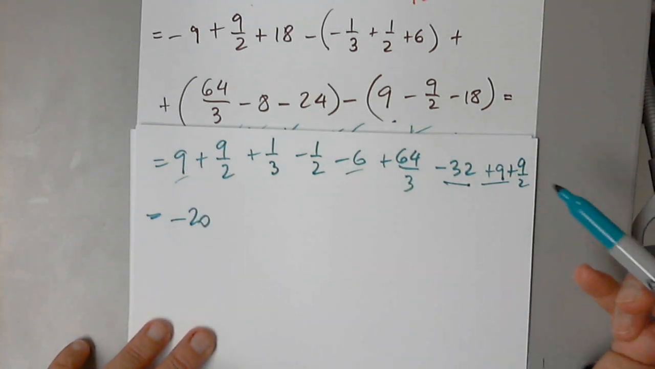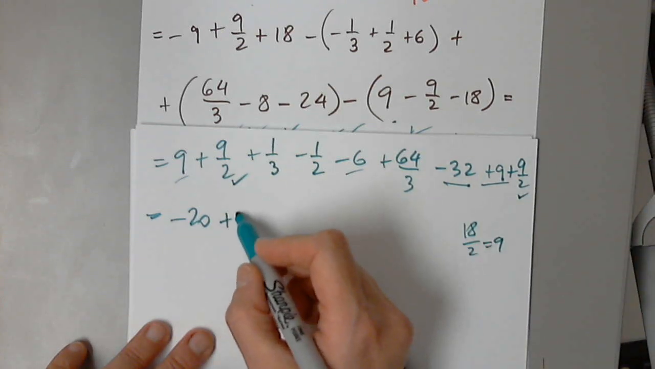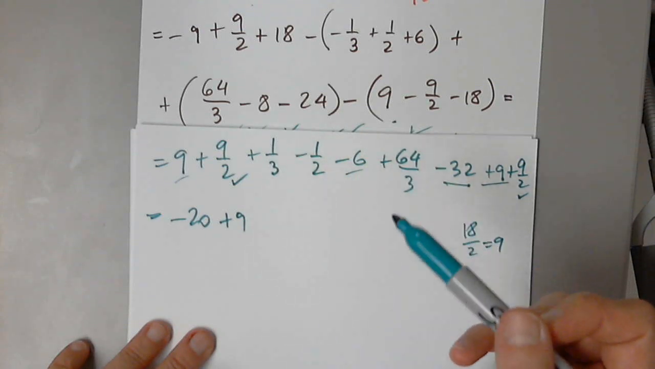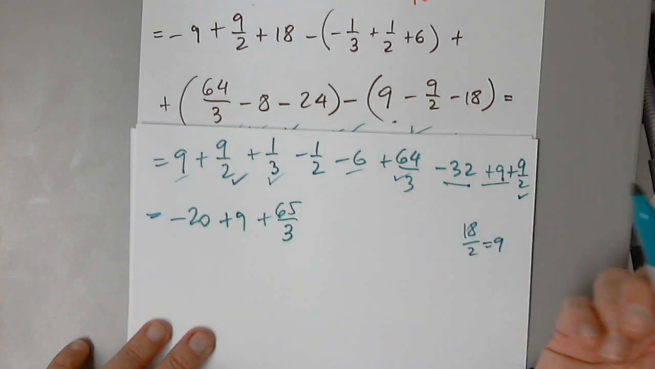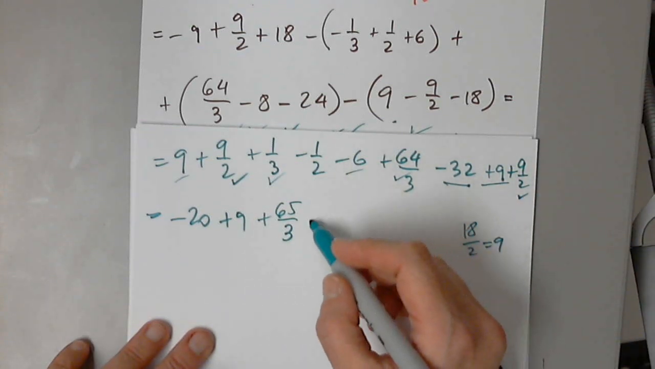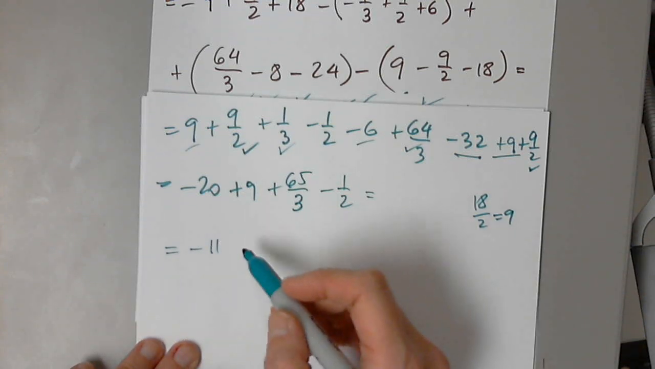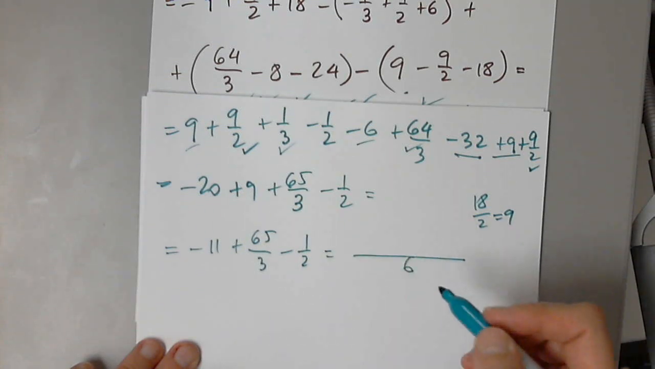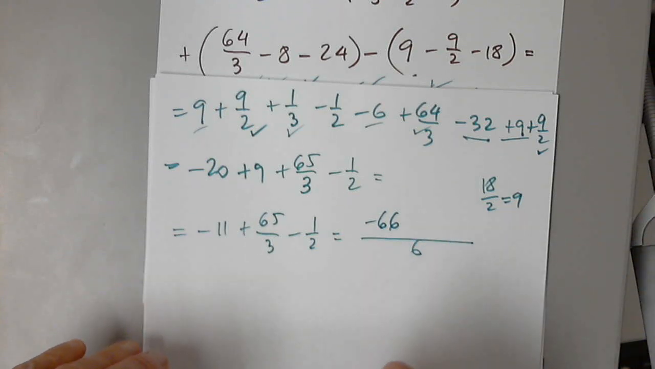9 over 2 plus 9 over 2 is 18 over 2, which is 9, correct? So then this and this is plus 9. Then 64 over 3 plus 1 over 3 is 65 over 3. This and this. And then I have a minus 1/2. I'm getting back to negative 11 plus 65 over 3 minus 1/2. And I get the same thing. So I have to go back to the beginning. So we forgot to do 65 times 2.